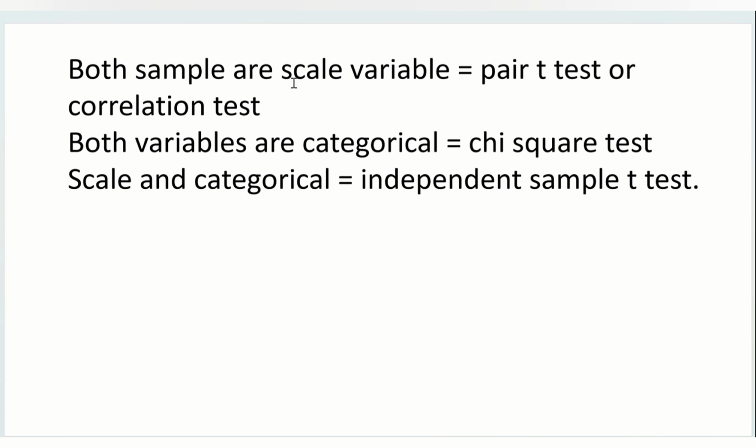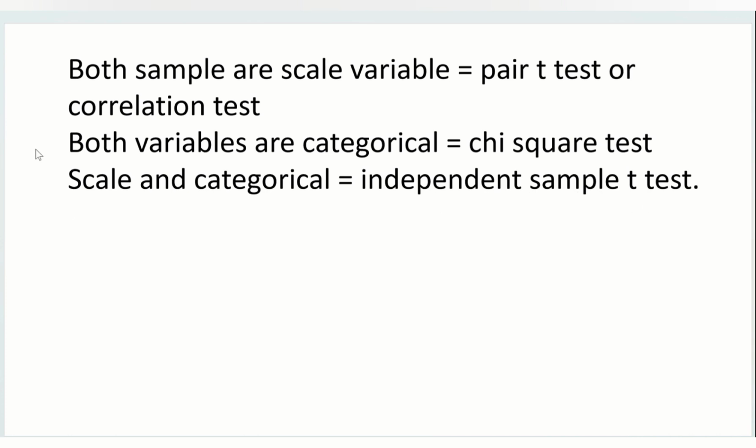If both the samples are scale variable or numerical, then we will go for parametric test or correlation test. The conditions for these tests are also different, which we will discuss later on. If both the variables are categorical, like name and gender, then we go for chi-square test. Now scale and categorical means if one is scale and another variable in your question is categorical, then for such questions we do independent sample t-test.